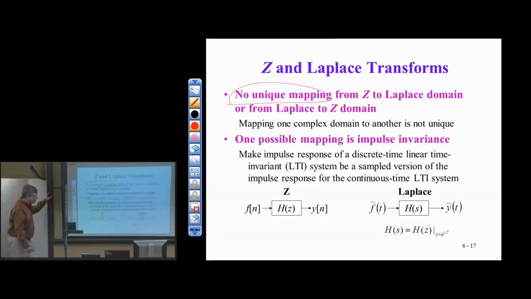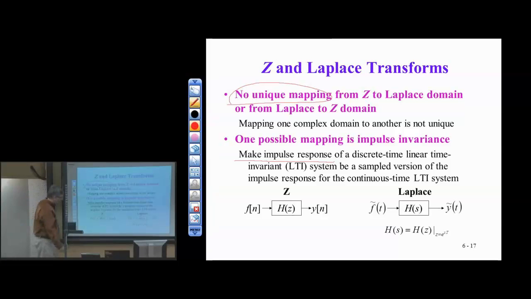There is one commonly used mapping. This has been around since the 1950s. It's called impulse invariance, and this was one of the very early ways to design a discrete time LTI system based on an existing continuous time LTI system. And the idea here in impulse invariance is to make the impulse response of a discrete time LTI system be a sampled version of the impulse response of the continuous time LTI system.